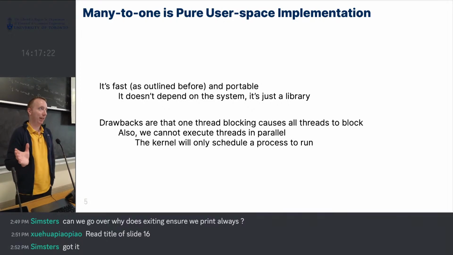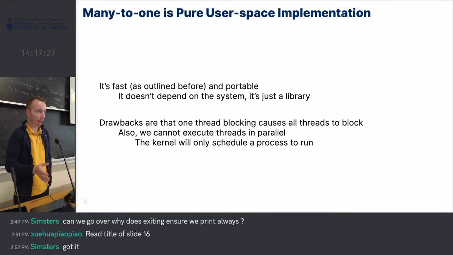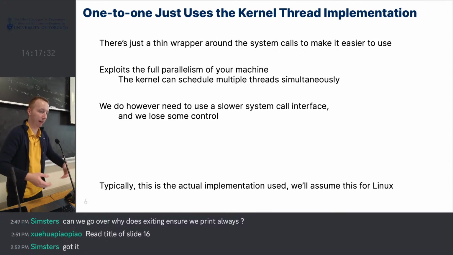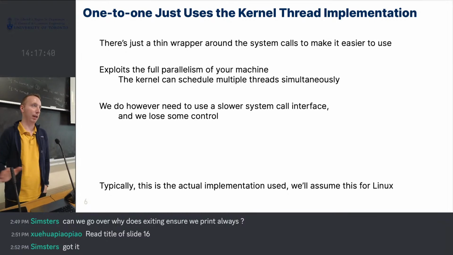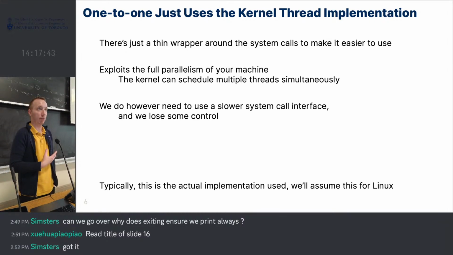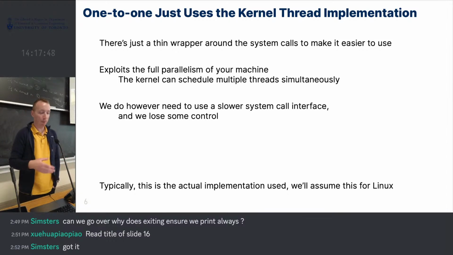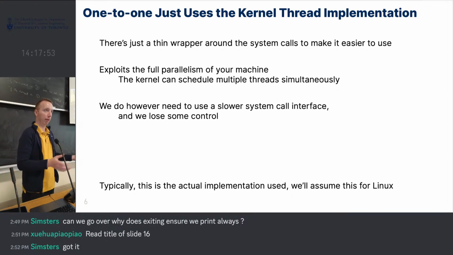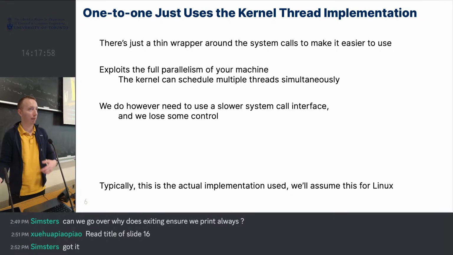So in this case, we can't execute any threads in parallel because, again, the kernel only knows about that single thread. So if one blocks, the whole process blocks. The other one, again, like I said, harping on this, one-to-one just uses a kernel thread implementation. So there's just a thin wrapper around some system calls to make it easier to use. And this is essentially what the pthread library does. That allows you to exploit the full parallelism of your machine. The kernel can schedule each thread on a different core and run them all in parallel, and we learned the difference between concurrency and parallelism in the last lecture.